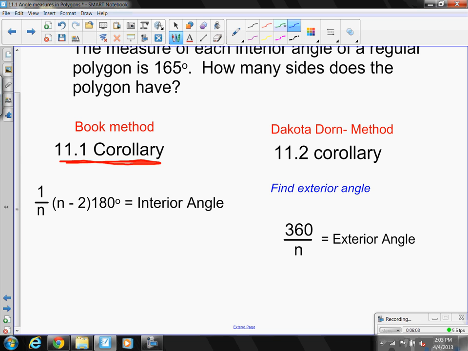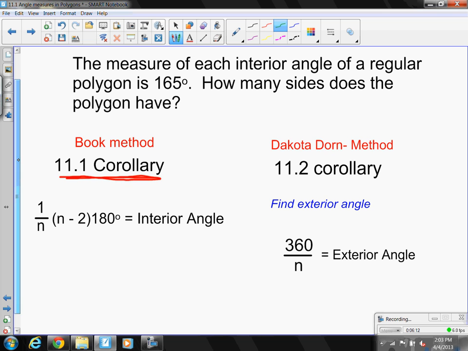He was the first one to show it to me, but to answer this question, if each interior angle of a regular polygon is 165 degrees, how many sides does it have? So it's a regular polygon, all the angles are the same, the number of angles is the same as the number of sides, and the book uses this formula to figure out the interior angle of 165. And they solve this thing, 1 over n times n minus 2.